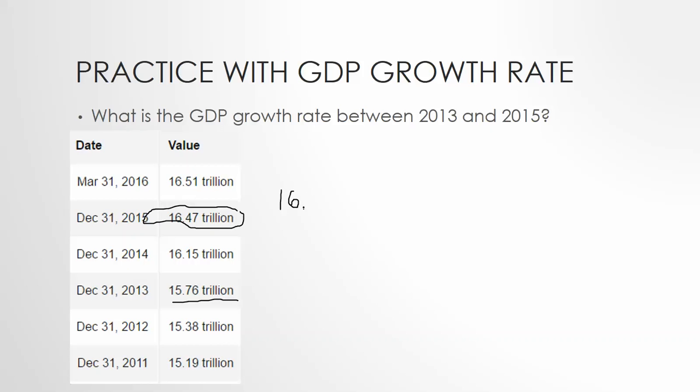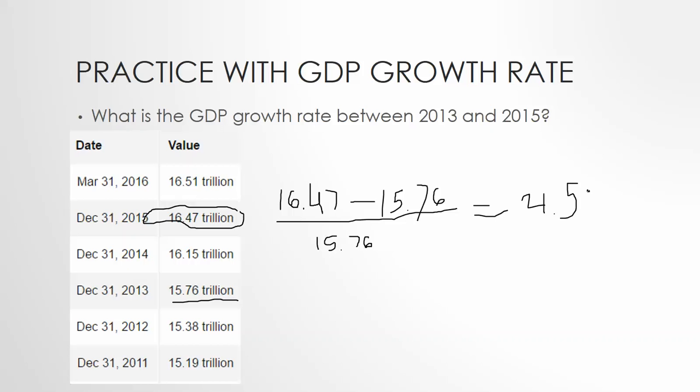So 16.47 trillion minus 15.76 trillion over 15.76 trillion, and then multiplied by 100, and that comes out to be, I think, 4.5%. So there you go. That's pretty straightforward. Hopefully you get that.